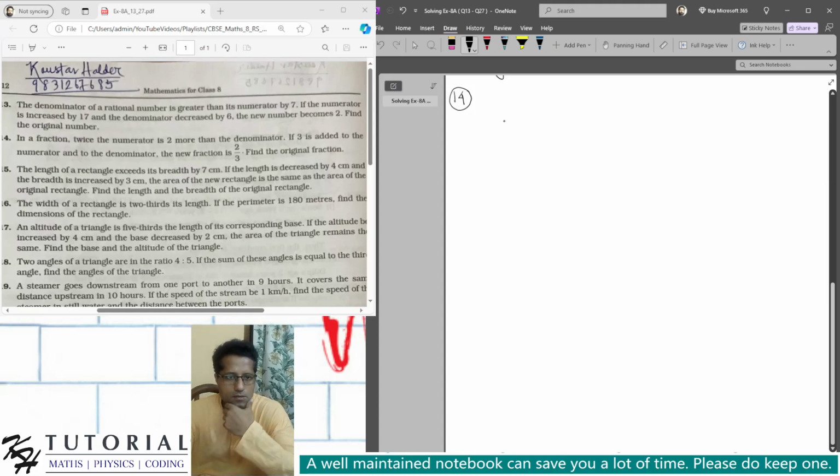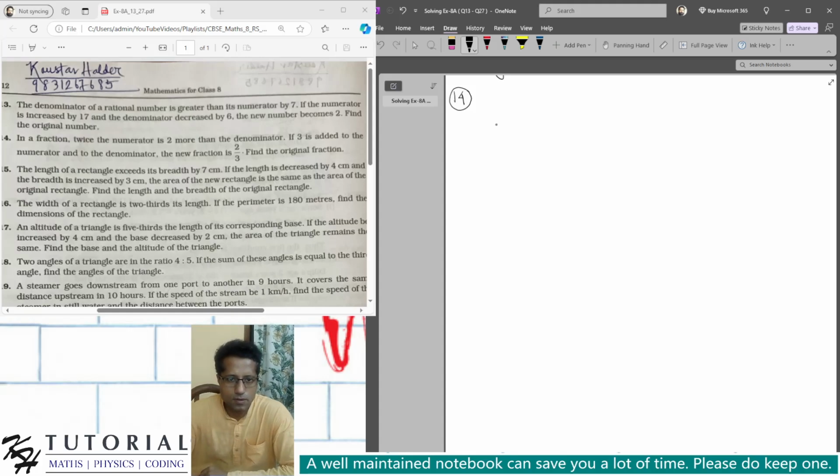In a fraction, twice the numerator is 2 more than the denominator. If 3 is added to the numerator and to the denominator, the new fraction is 2 by 3. Find the original fraction.